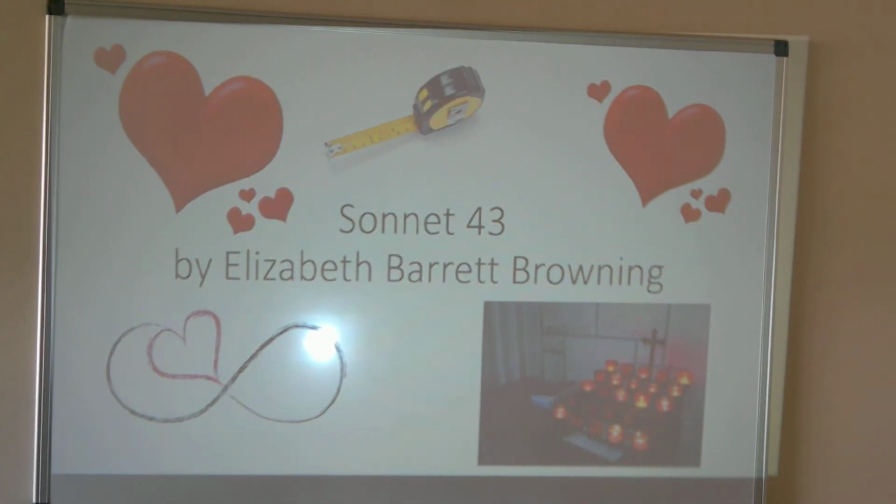Hi, the poem for today is Sonnet 43 by Elizabeth Barrett Browning. Unlike the previous two love poems we've looked at, this is much older. This is from the middle 1800s. This series of poems, 44 sonnets altogether, were published in 1850. Elizabeth Barrett Browning wrote 44 sonnets for her husband, Robert Browning.